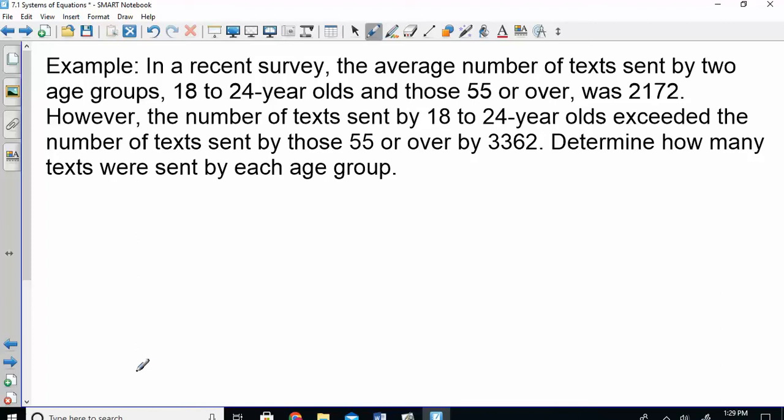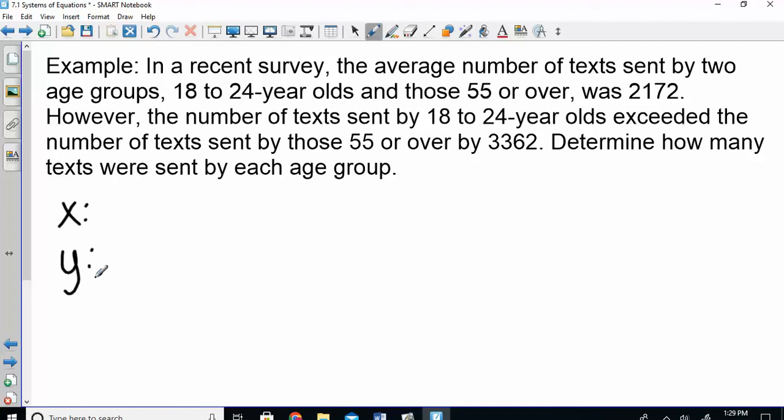Alright, so there's a lot of words here, but we just have to read through this, figure out what our variables are. We already know we're going to have two things, an x and a y. So in a recent survey, the average number of texts sent by two age groups, 18 to 24-year-olds and those 55 or over, was 2,172. However, the number of texts sent by the 18 to 24-year-olds exceeded the number sent by those 55 or over by 3,362. Determine how many were sent by each age group.